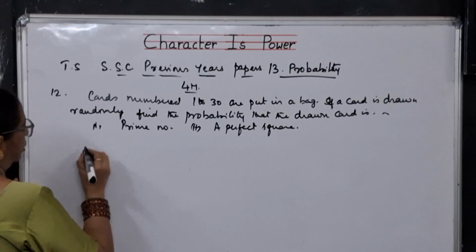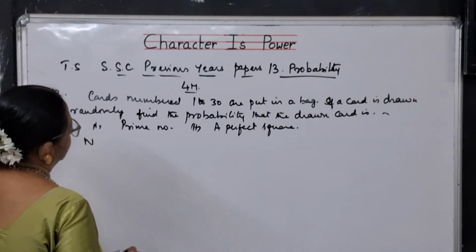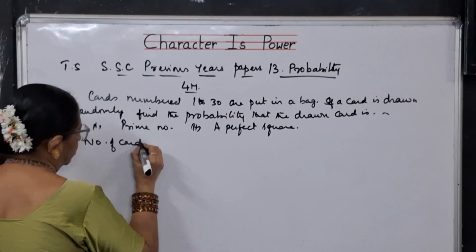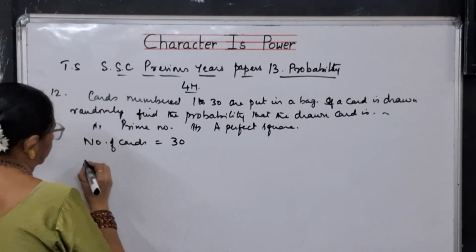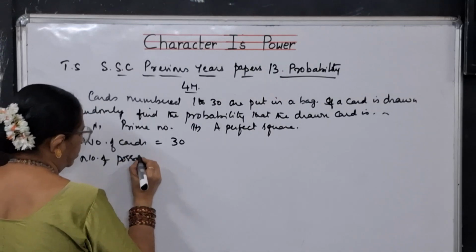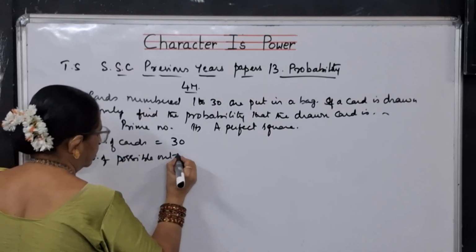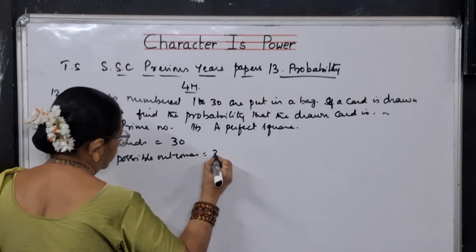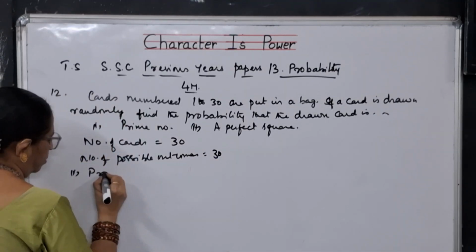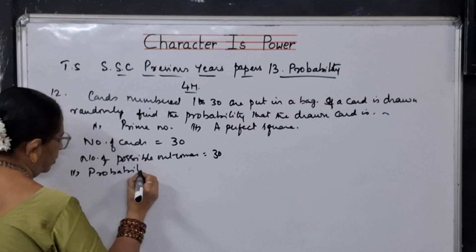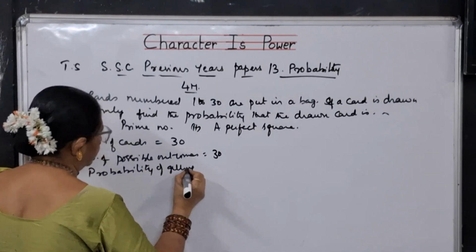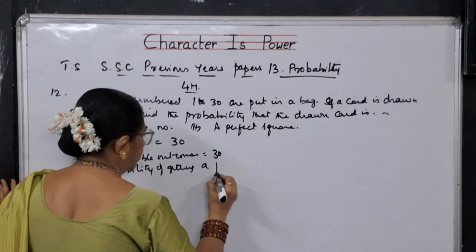So how many number of cards are there from 1 to 30? 30 cards are there. So number of possible outcomes are 30. So let us see the first one. Probability of getting a prime number.